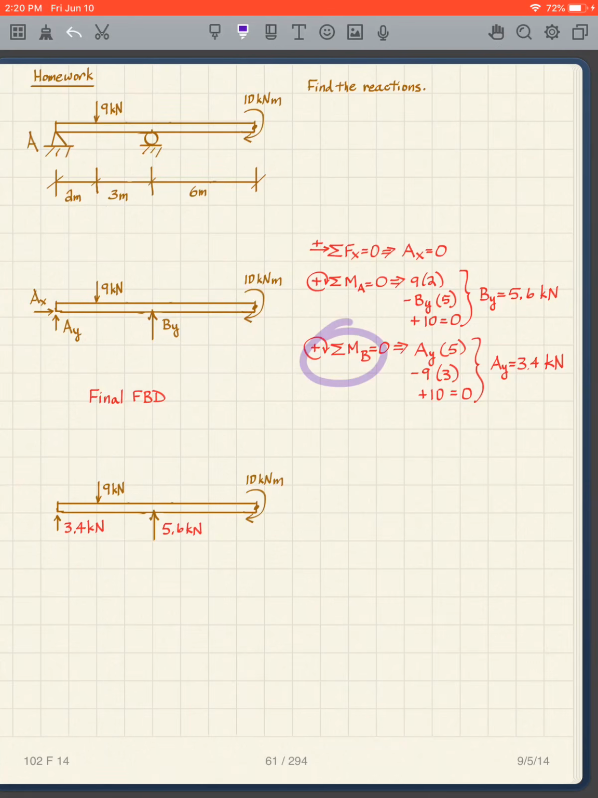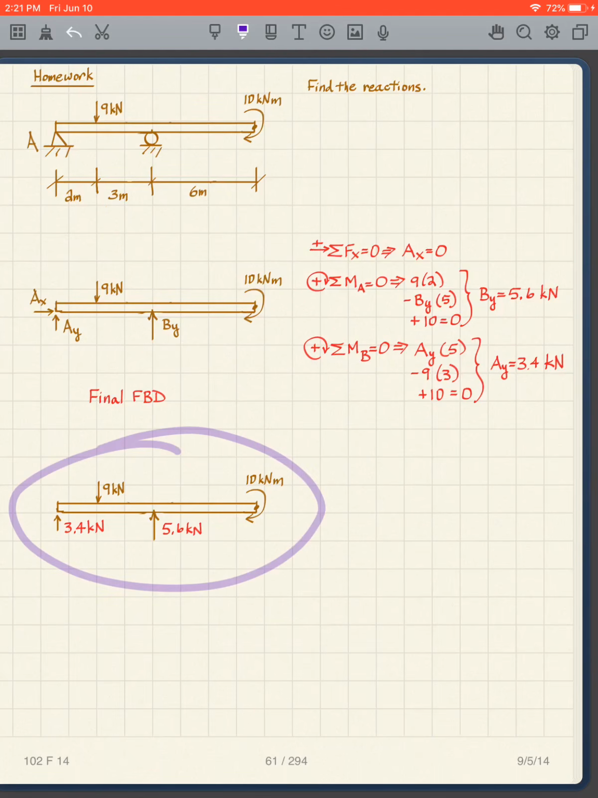I take moments about B. Again, I'm going to have positive Ay times 5. I'm going to have 9 times 3, negative because it's counterclockwise. And then I simply have the plus 10, because it's clockwise. And I end up with Ay as 3.4 kilonewtons. So there's my final free body diagram.